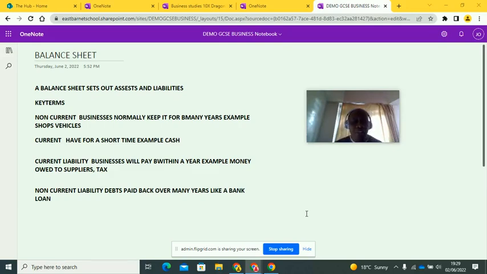For example, non-current assets. What are non-current assets? These are assets that a business will normally keep for a few years, for example shops and vehicles. These are assets that they will keep for a number of years. That's what you call a non-current asset. You're not going to need to sell them for the next few years. They're long-term assets.